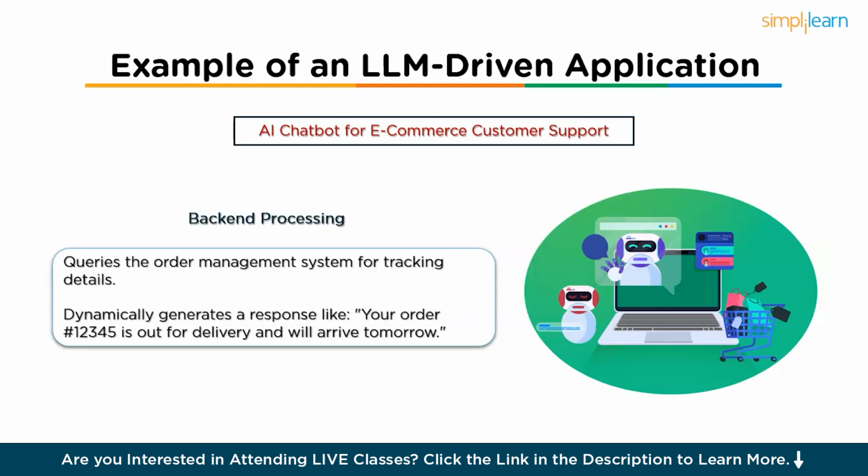The chatbot then queries the company's order management system to retrieve the latest tracking details. Based on this information, it formulates a response like, "Your order so-and-so is currently out for delivery and will arrive tomorrow," or something like this. The response is not simply pulled from any random predefined database, but is generated dynamically by the LLM, ensuring natural and context-aware communication.